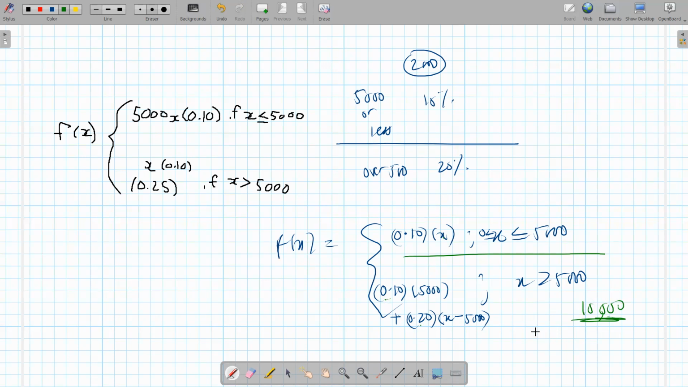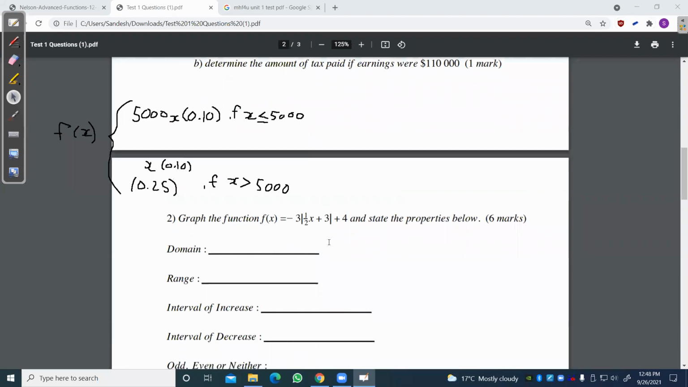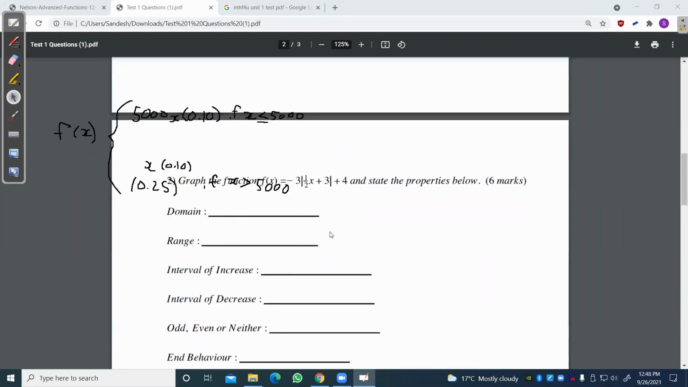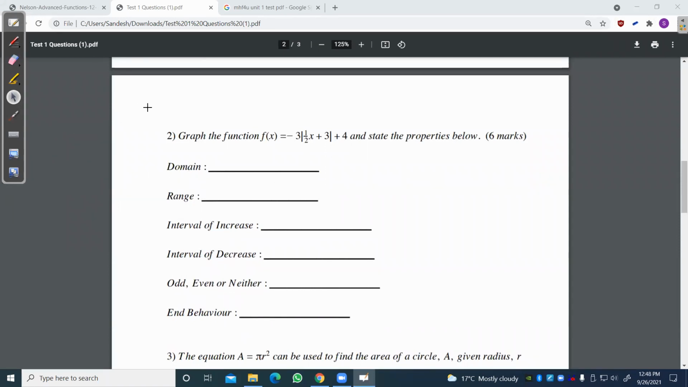This is one of the more complicated piecewise problems. If you can do this, you can do most of them. Okay, erase this and we'll do the next one. Clear.